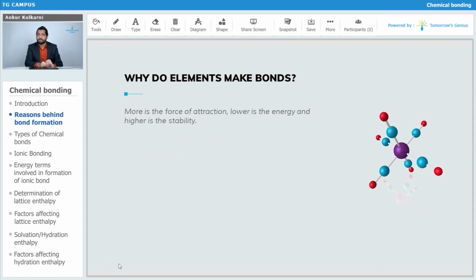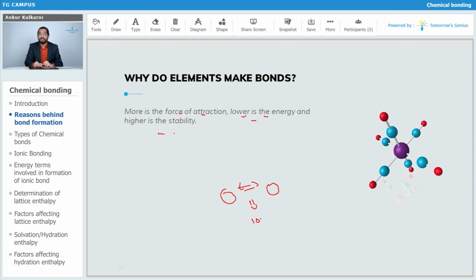Now let's move on. When we talk about stability, let's talk about force of attraction. More is the force of attraction, lower is the energy and higher is the stability. What is force of attraction? Suppose you have two atoms, as you can see on your screen. They are being attracted to each other by some force, correct or no? So more is the force, lower is the energy.